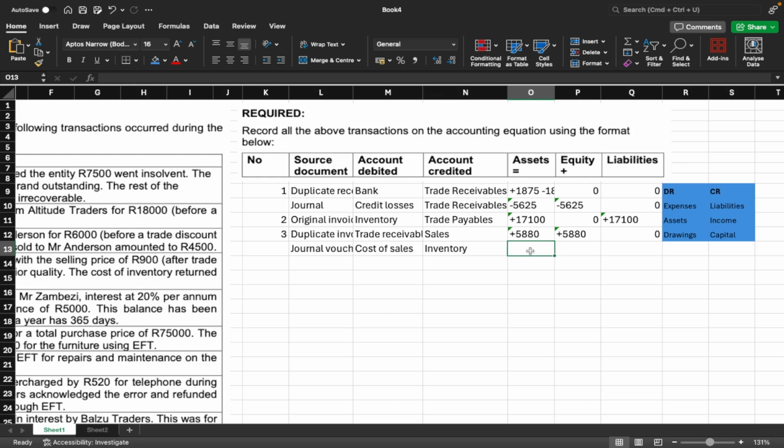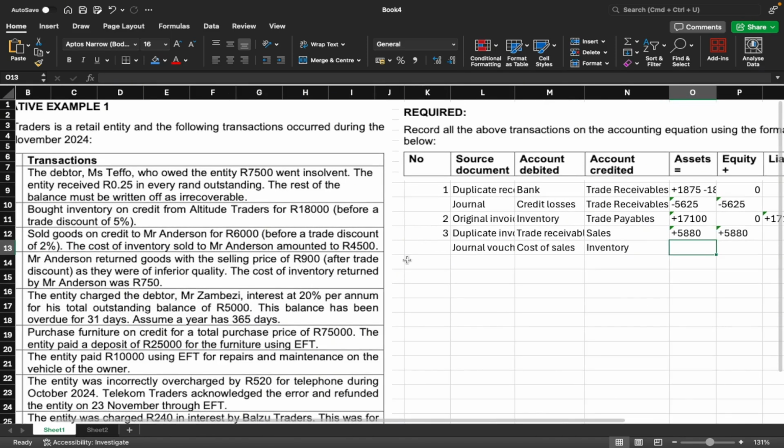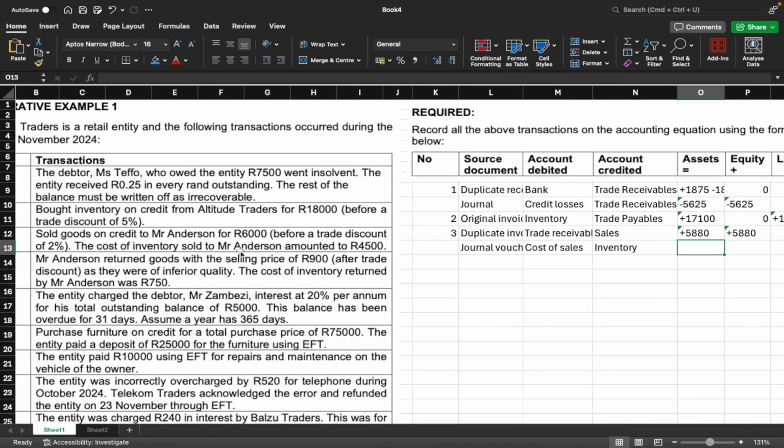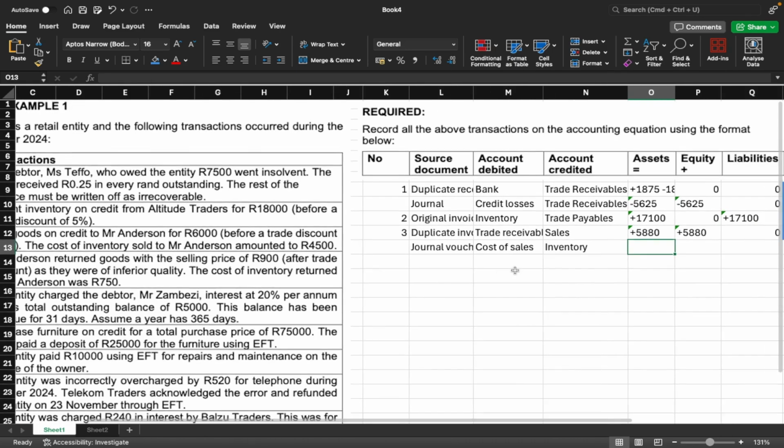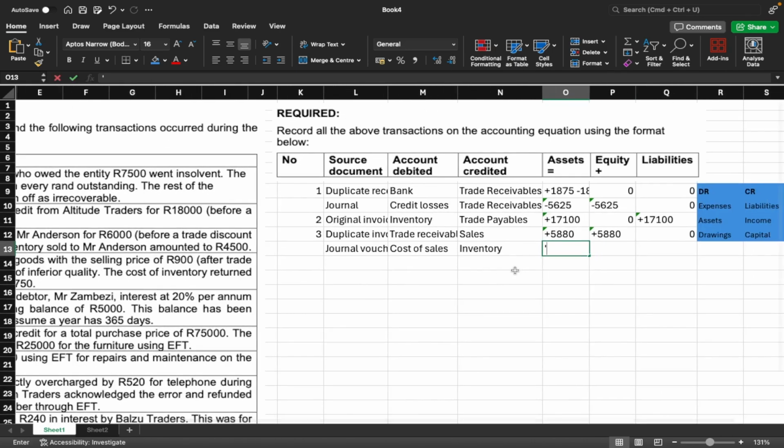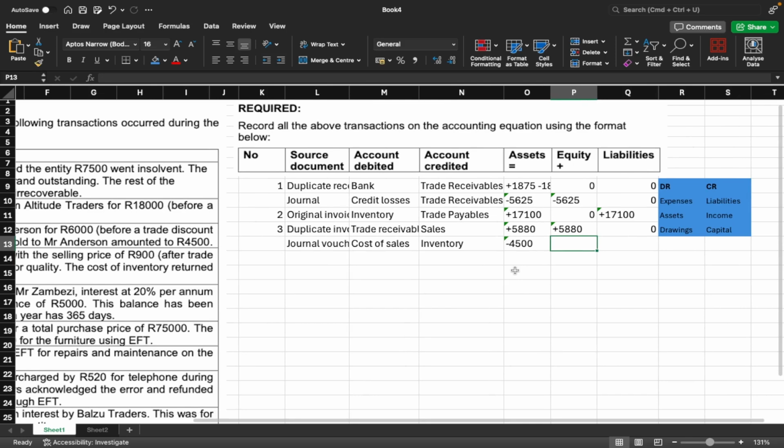And what is the amount for the cost of sales? How much did it really cost us to buy this inventory that we are now selling? Well, we're given the amount here. We're told the cost of inventory sold to Mr. Anderson amounted to 4,500 Rand. So under asset, we're going to put negative 4,500 Rand because we are reducing our assets because inventory has just left our premises. And under equity, remember, as we mentioned, expenses go under equity. We're going to put minus 4,500 Rand as well. Okay, and we have nothing for liabilities, of course. These are the two journal entries you'll always do whenever you make a sale and you're using the perpetual inventory system.